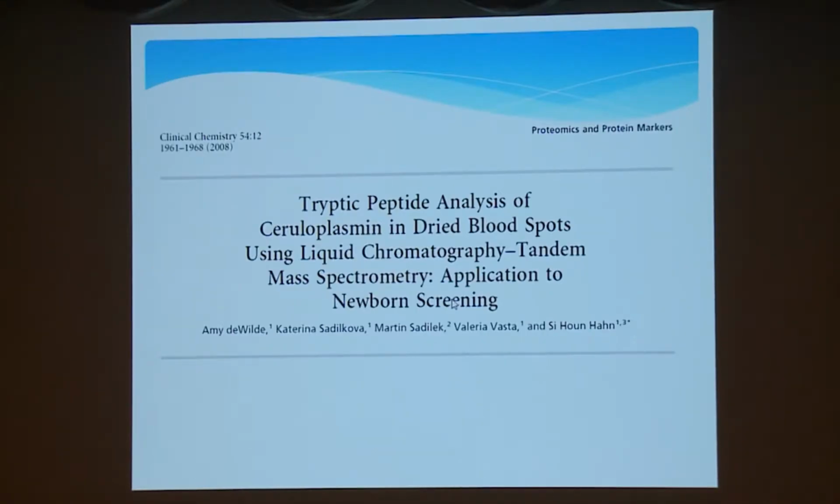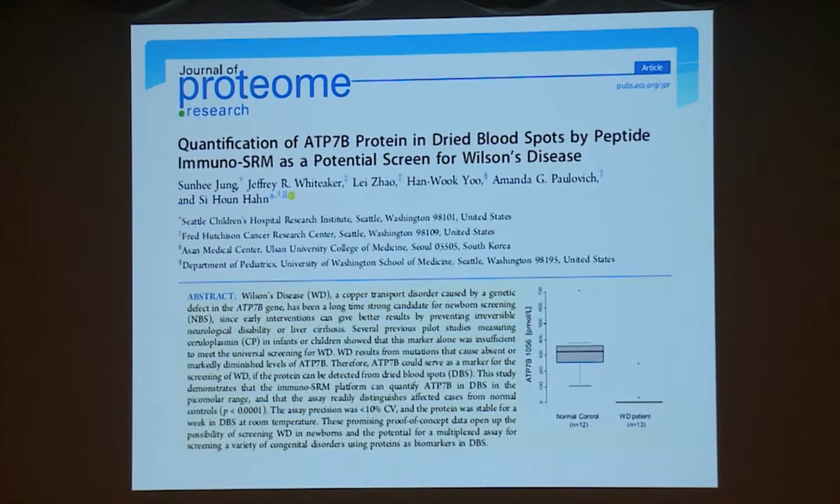Another group published in 2008 that they used a trypsin peptide analysis to digest the ceruloplasmin and then submit it to mass spectrometry. This technology is widely used in most newborn screening labs to detect those acylcarnitine and amino acid disorders. But this is more laborious. It takes a day to handle the trypsin digestion analysis, and it's not a commercial kit, so maybe it's more difficult to have widespread application.